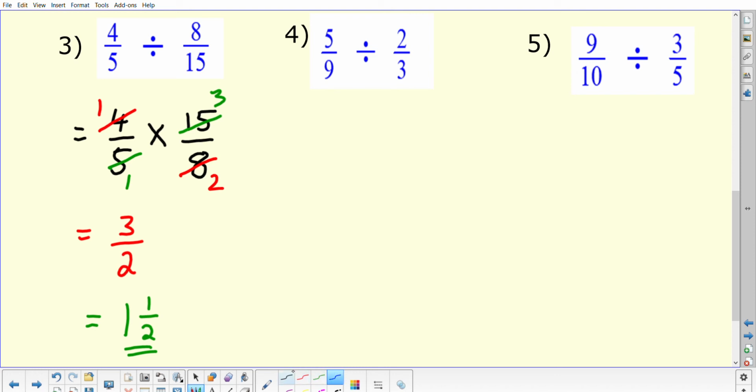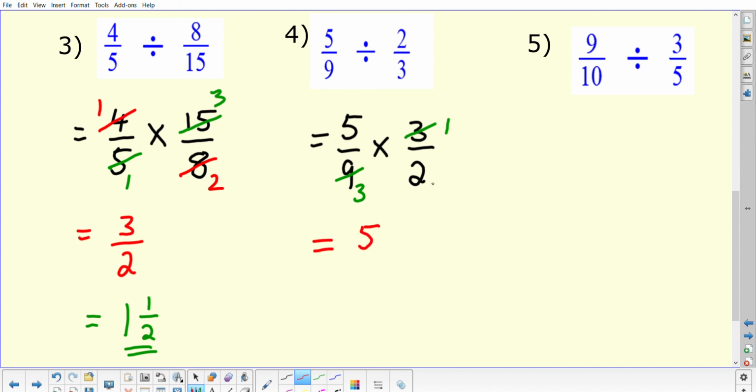So number 4, we're looking for you to keep the first fraction, so we should have written 5 ninths. We switch the sign, so it becomes times, and we flip the second fraction over. Now looking to do any cancelling, we can cancel here between the 3 and the 9, so 3 into 3 is 1 and 3 into 9 is 3. No other cancelling to do, so we would just do 5 times 1 would be 5, and 3 times 2 on the bottom there would be 6, and that would be it. It's not top heavy this time, so we don't need to do anything with that fraction.